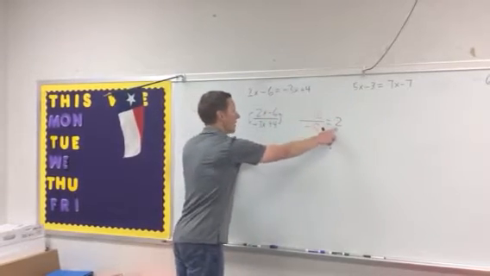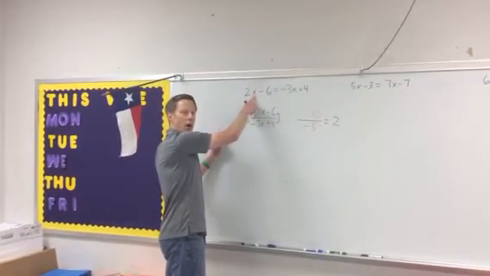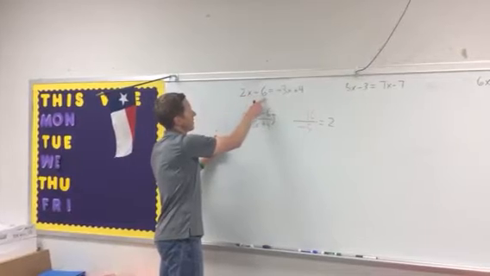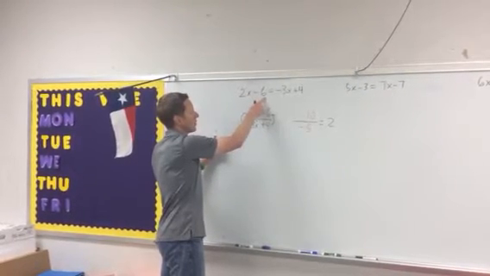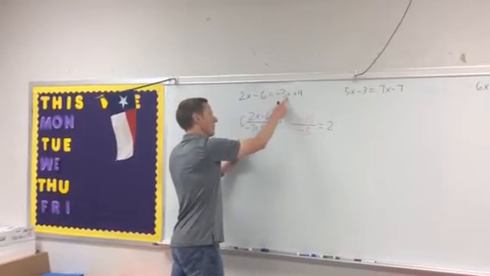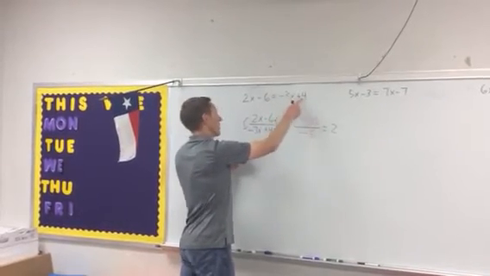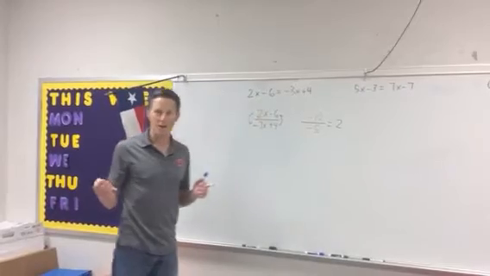And of course, you can have them substitute it back in to the equation. 2x minus 6, so 2 times 2 would be 4. 4 minus 6 would be -2. 2 times -3 would be -6. -6 plus 4 is -2, and they match up.